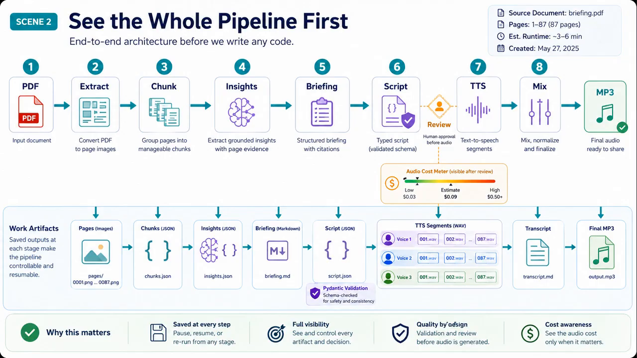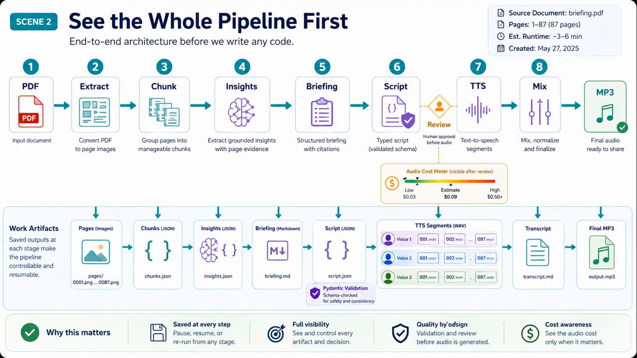A PDF enters the system and becomes clean page text with source metadata. Because long documents may exceed a model request, the text is split into bounded chunks. The model extracts evidence-backed insights from each chunk, then combines them into a briefing. A second model call converts that briefing into a typed multi-speaker script.